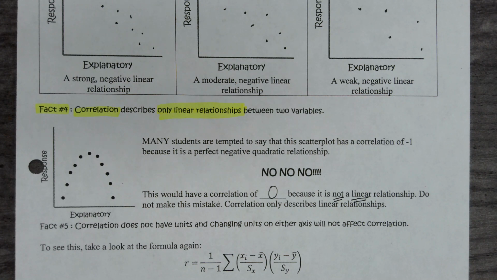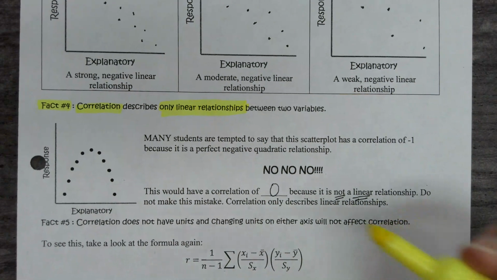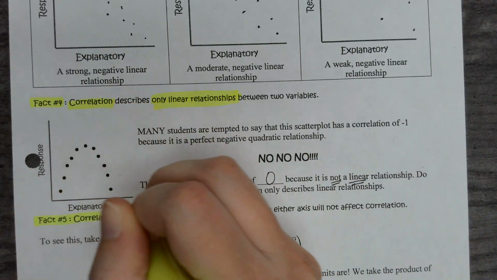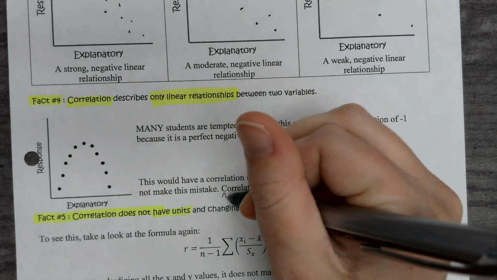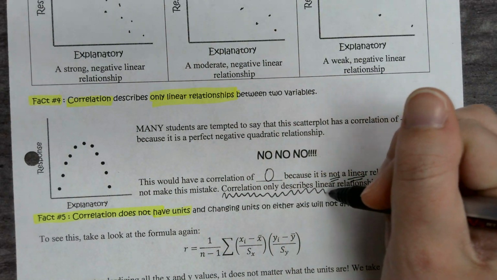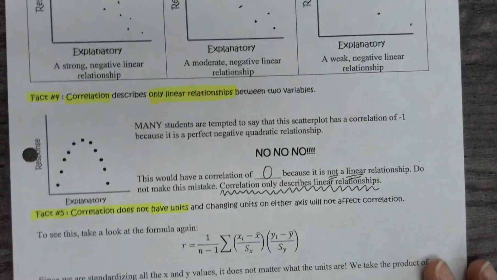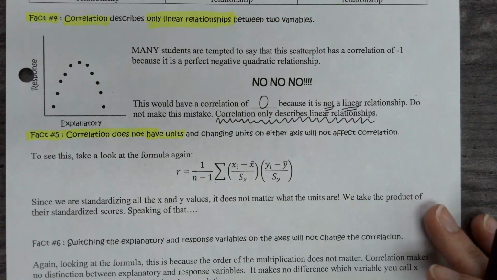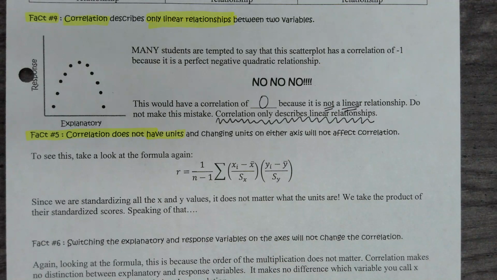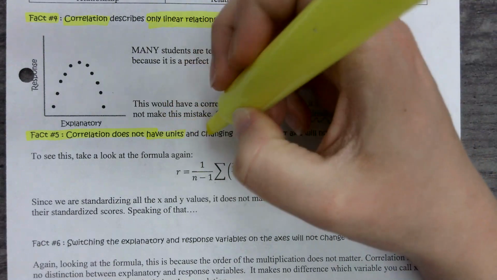All right, next thing. Correlation does not have units. Also, if you want to underline this guy, I did in my notes to make sure it only describes linear relationships, just to make sure that we're well aware that it only describes linear relationships. Lines, nothing else. Straight lines. All right, correlation does not have units, and changing the units on the axis won't affect it either.